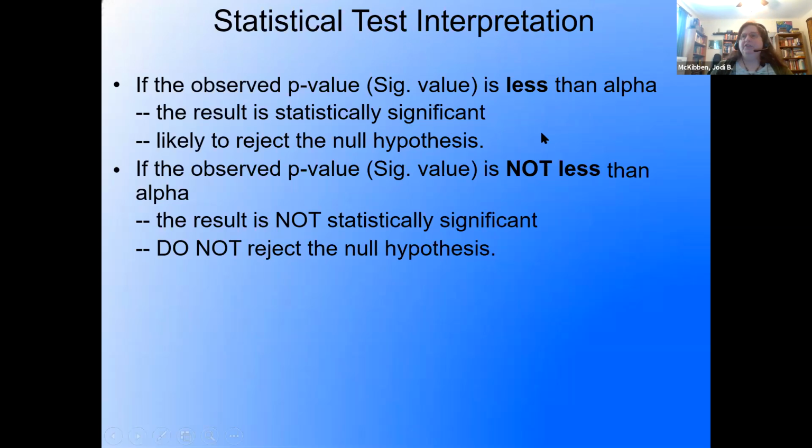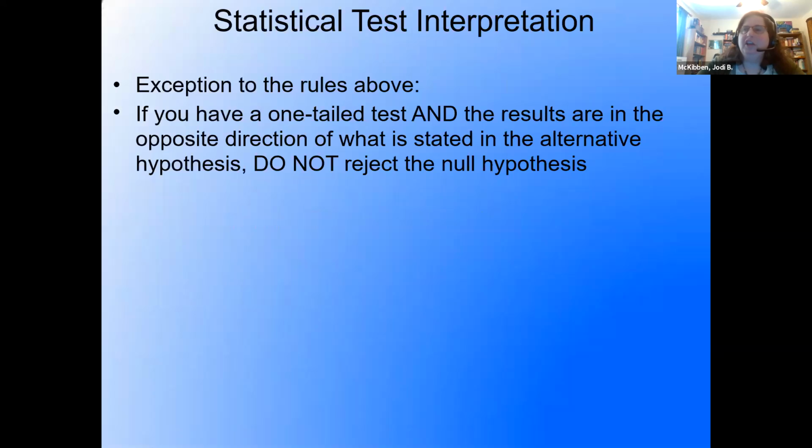Now the rule still applies. If my prediction's wrong in that one-tailed test, I'm not going to reject. Okay. Still good to know the actual p-value, but I'm not going to reject. Okay. So that's what I wanted to share, and this is our exception again that I talked about. So remember, one-tailed, results are opposite, don't reject. Okay. That's the main stuff I wanted to talk to you guys about today.